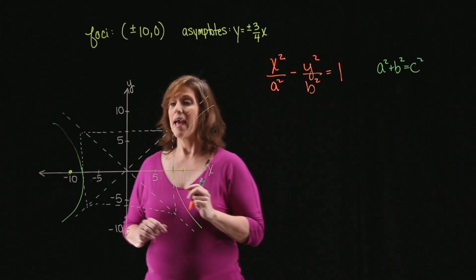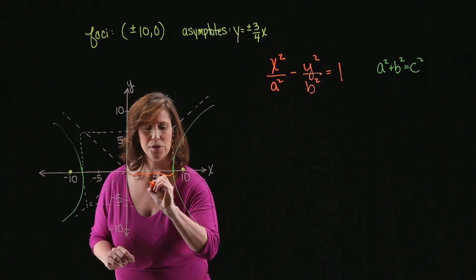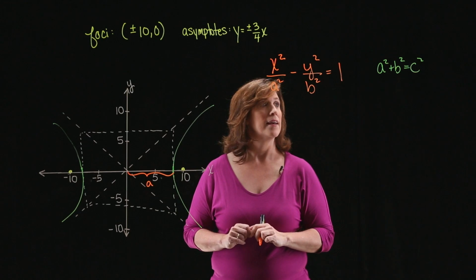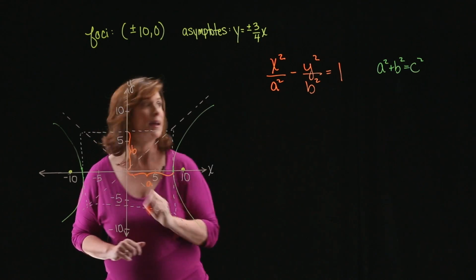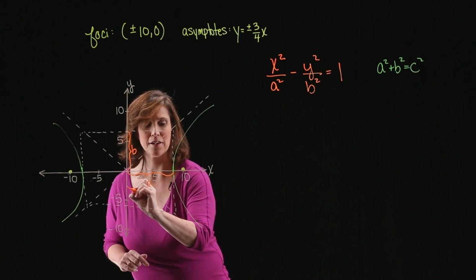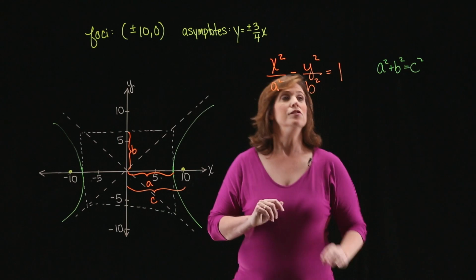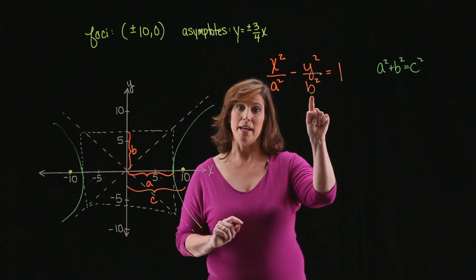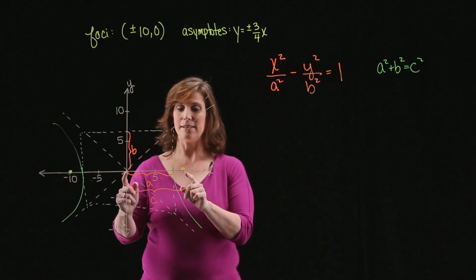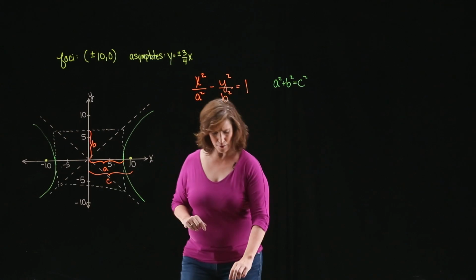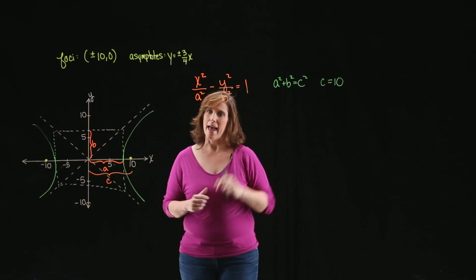Now, I want to put in my picture what these values of a, b, and c are. So what is a? A is going to be the distance from the center to the vertex. B is going to be the height of that rectangle. And C is the distance from the center out to the focus point. So what I need to do is find A and B to use my equation. However, the only information I've been given is the value of C. That's going to be 10 in this particular case. So I know that C equals 10, but I want to find A and B.